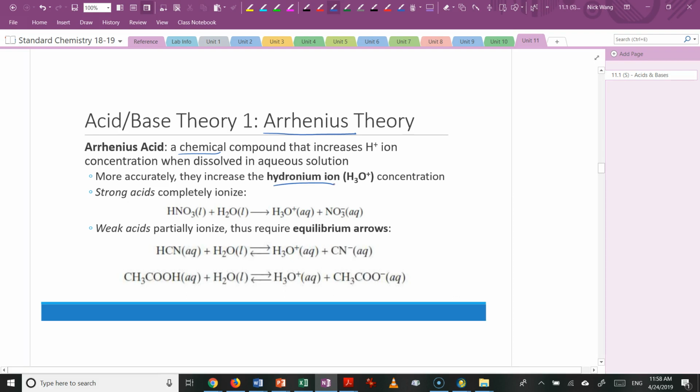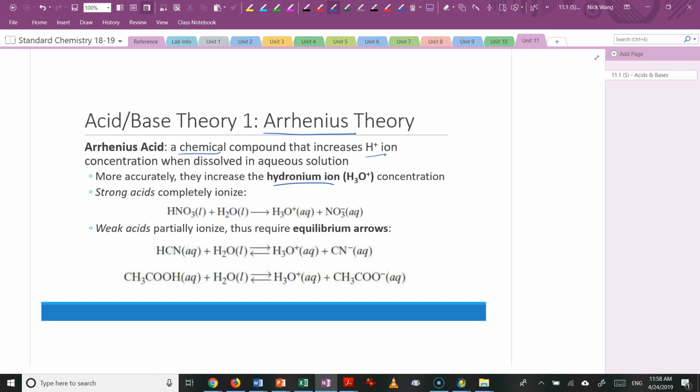So this is really what you're looking for. If H3O+ concentration increases, the substance is an acid. If you casually say, hey, H+ ion increases, yeah, that it's an acid. But more accurately, it'd be H3O+, hydronium. Now, we also have a distinction between strong and weak acids.